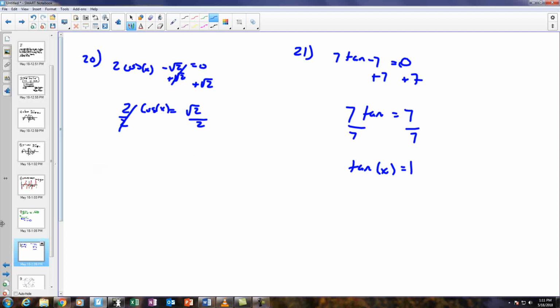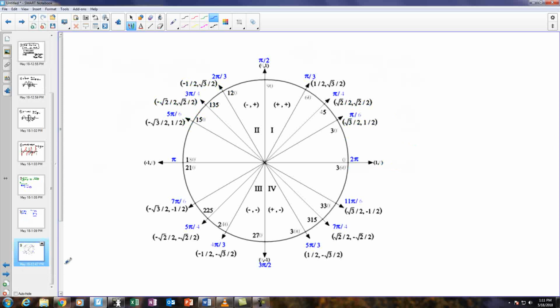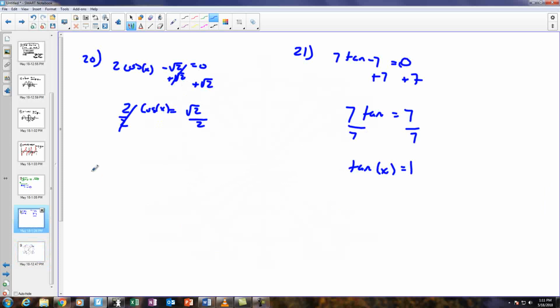So I'm going to go to my unit circle at this point. The cosine, remember, is the x value. And I'm looking for x values of root 2 over 2. I see one right there at pi over 4. But I also can find one right here at 7 pi over 4. So when I go to write the answer for the first one, for 20, I'll say that x could equal pi over 4 or 7 pi over 4.